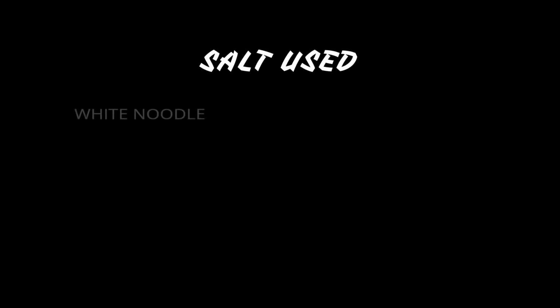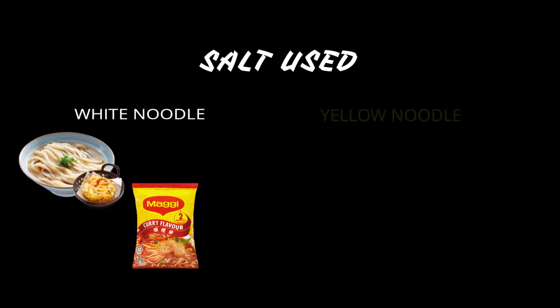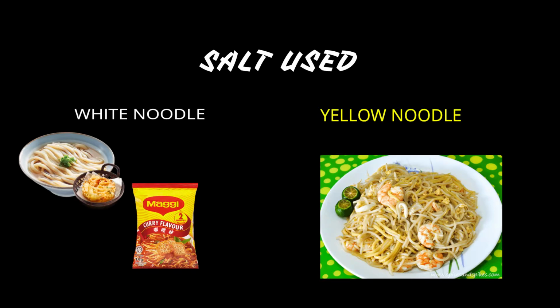The second type of classification of noodle is by salt use. The first one is white noodle that contains salt. The examples are udon and dry noodle. The second one is yellow noodle, which contains alkaline salt, such as Hokkien noodle.